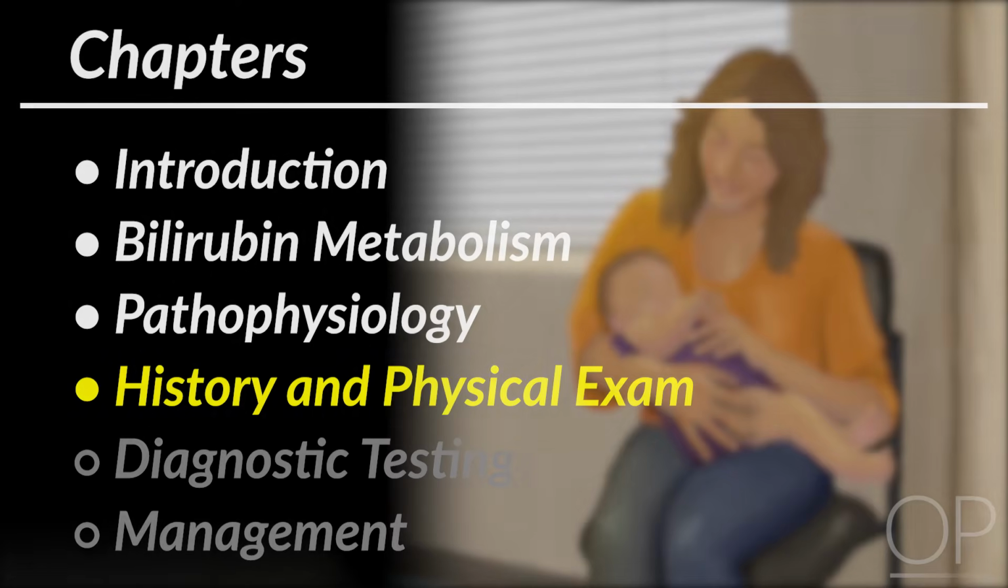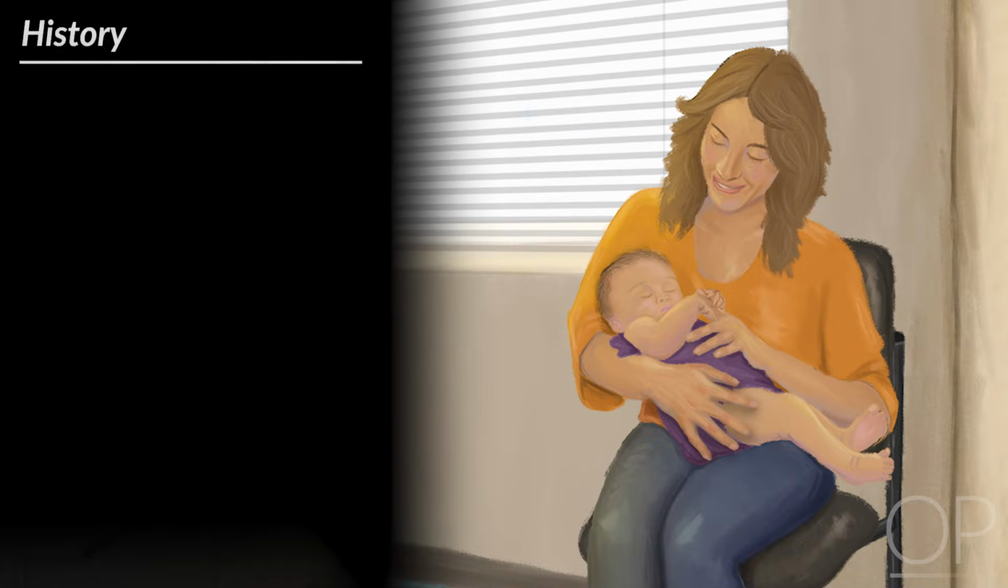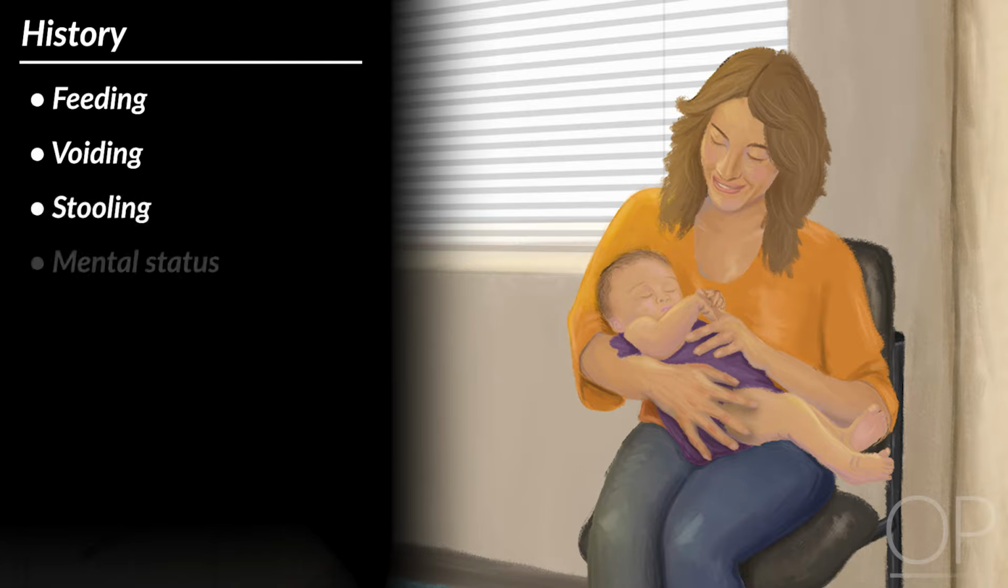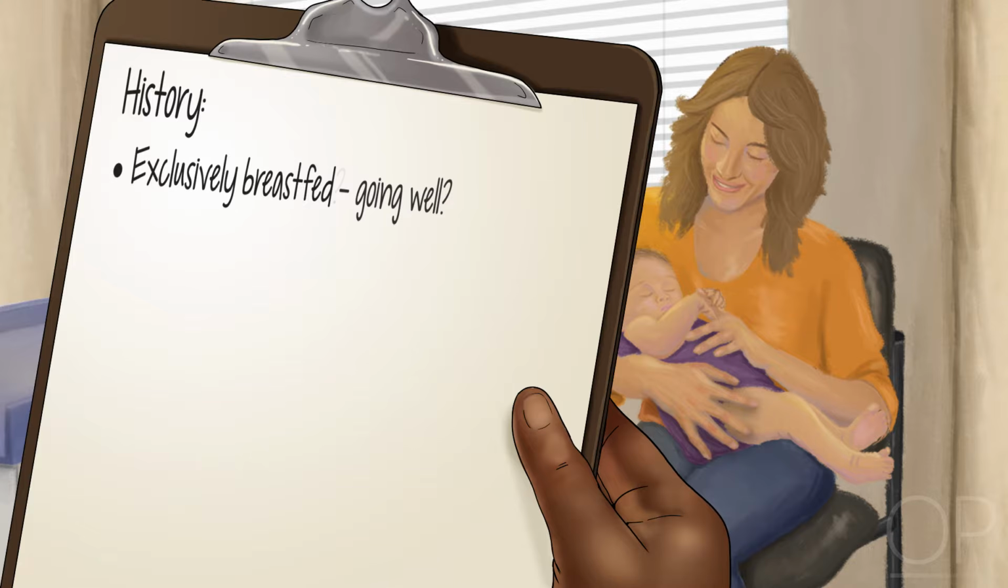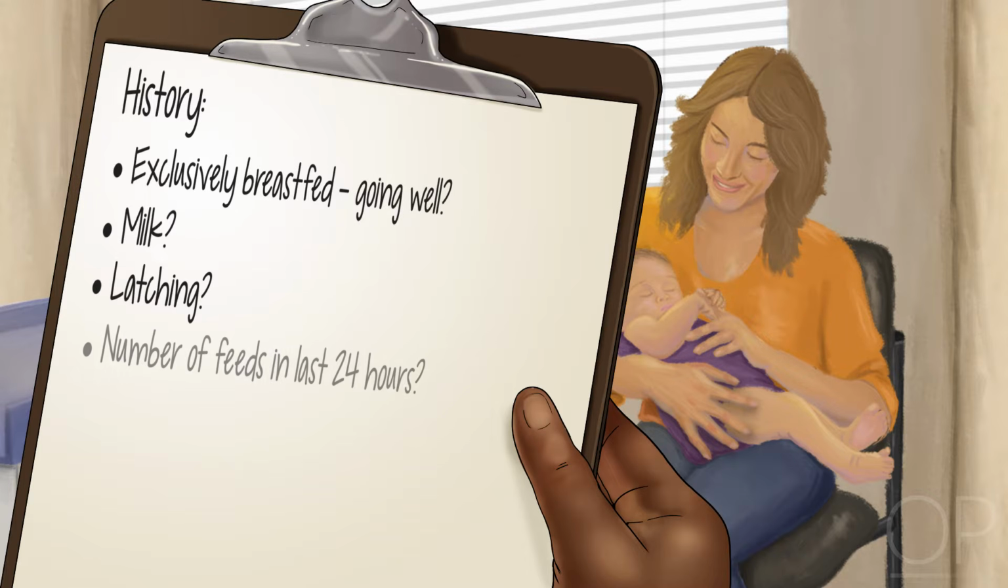History and physical exam. History should focus on the newborn's feeding, voiding, stooling, and mental status. Some questions you may ask on the history include: is the baby exclusively breastfed? If so, does mom feel like breastfeeding is going well? Has her milk come in? Is the baby latching? How many times has the baby fed in the last 24 hours?